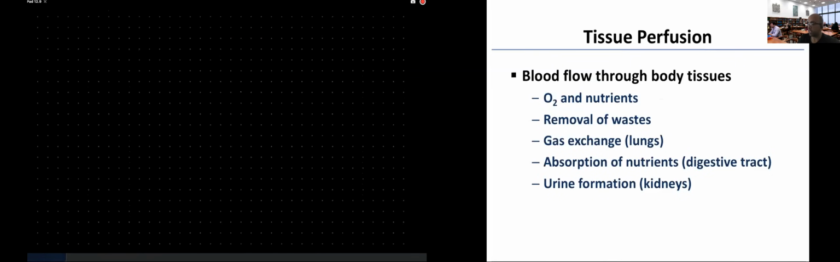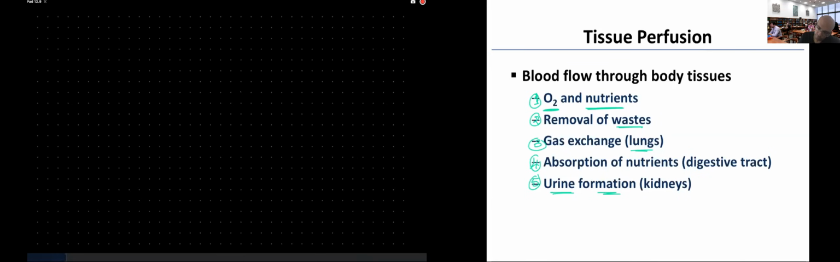So again, why do I need tissue perfusion? Why do I need to have normal delivery of the blood to the tissues? First, to guarantee delivery of oxygen and nutrients, to allow the removal of waste, to allow the gas exchange to take place in the lungs, also to allow the absorption of the nutrients from the digestive tract, and to allow the filtration of the blood and the urine formation in the kidneys.